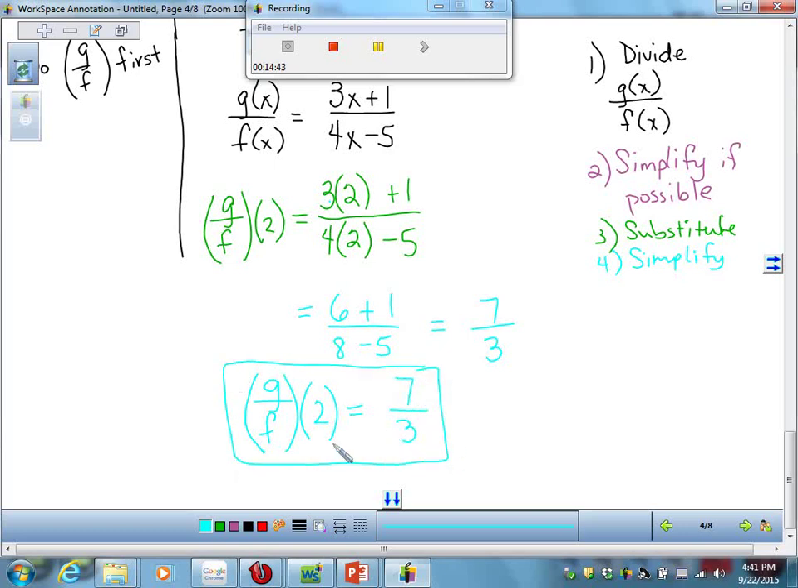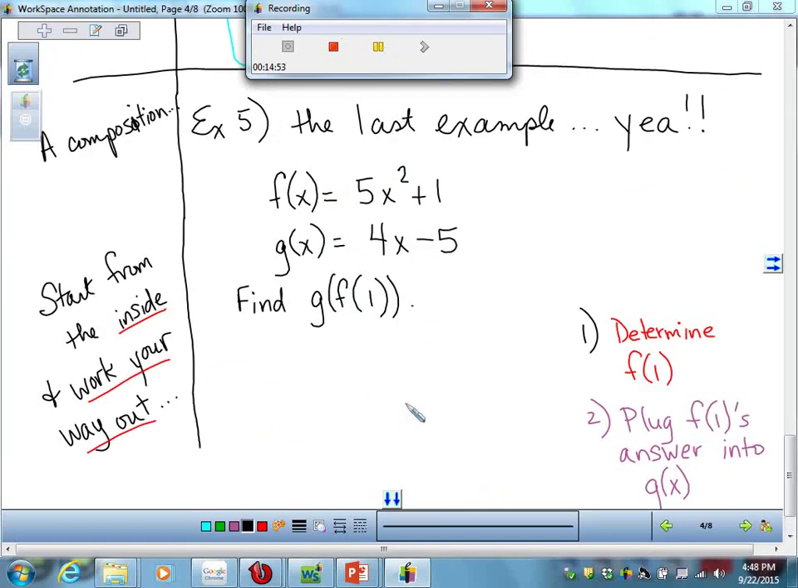You may leave it as an improper fraction as long as 7 and 3 have nothing in common. So this would be your final answer. Go ahead and pause and record. Okay, now for the last example. Yay! Okay, hold down the applause.